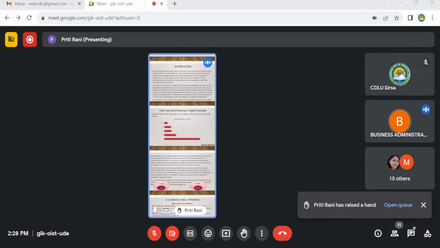In conclusion, I would just say, transformation from commerce to payment system.